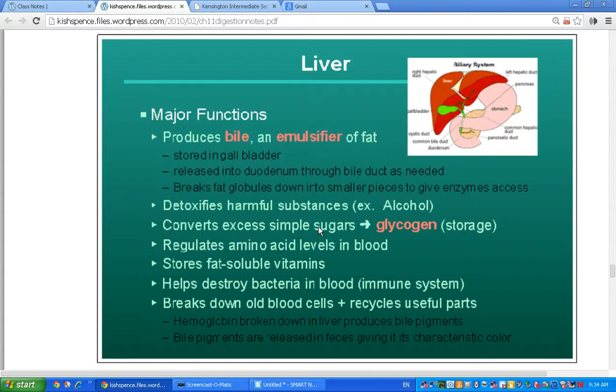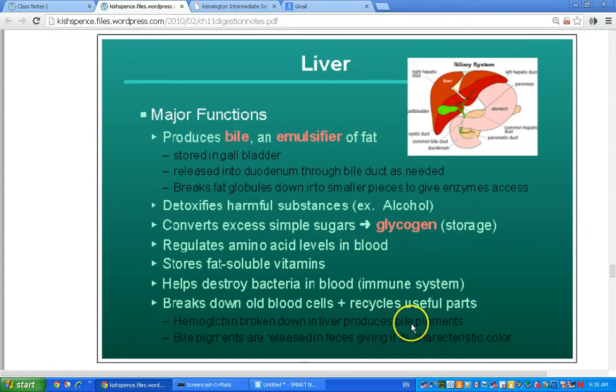Going to be converted to fat. So if you overeat, then that's why sometimes we put on weight, because we've gone beyond what we need in glycogen stores, and then we store anything beyond that in fat. Okay, another job it has is to regulate amino acid levels in the blood. It stores fat-soluble vitamins. It helps to destroy bacteria in the blood, because blood always has to pass through your liver so it can be detoxified. So it helps to destroy any pathogens, so it kind of helps the immune system that way.